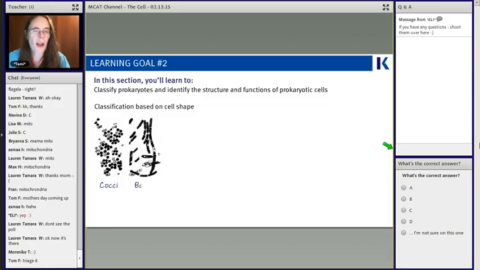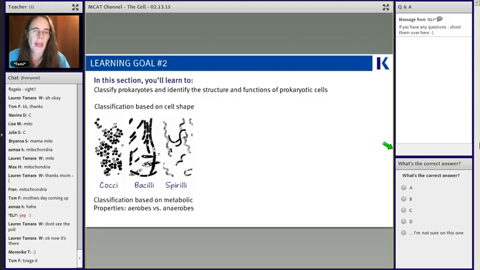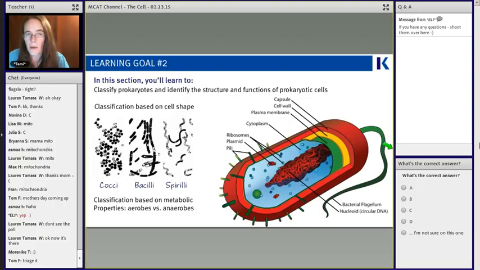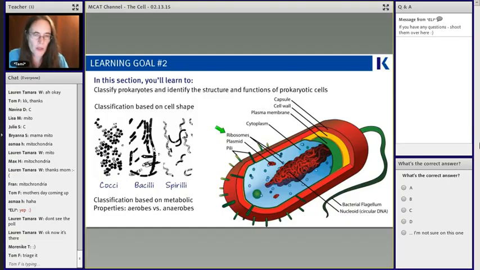So we've got cocci, we've got bacilli, and we have spirilli. So we're going to talk about those on the next page. This is important because we need to understand some of the differences between prokaryotes and eukaryotes. One of the huge differences is if I talk about ribosomes. Does anybody know the difference in ribosomes? What is a bacterial ribosome structure and what is a eukaryotic ribosomal structure?